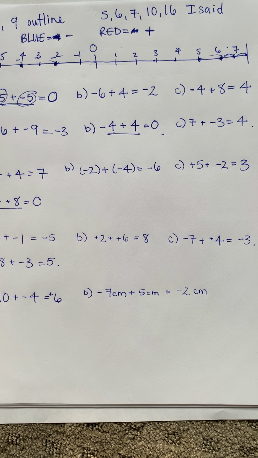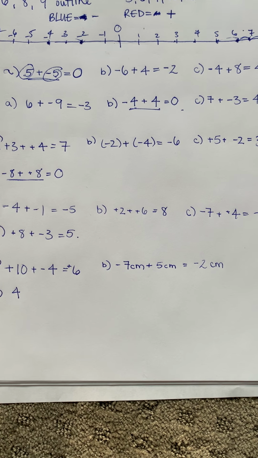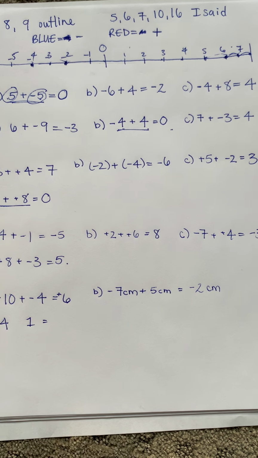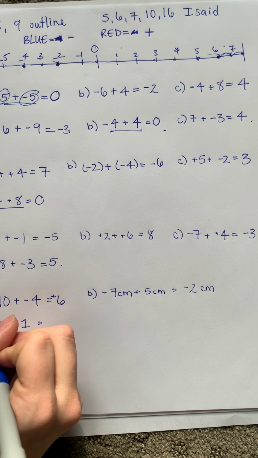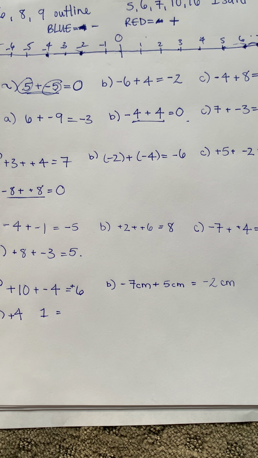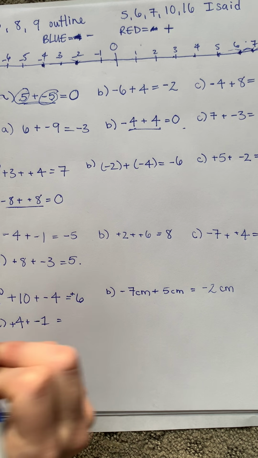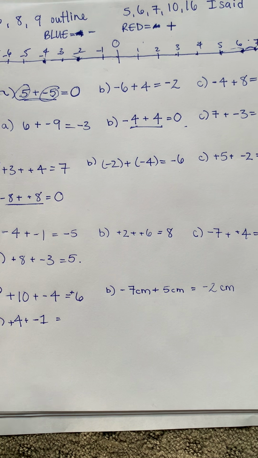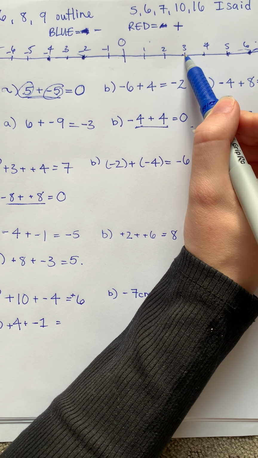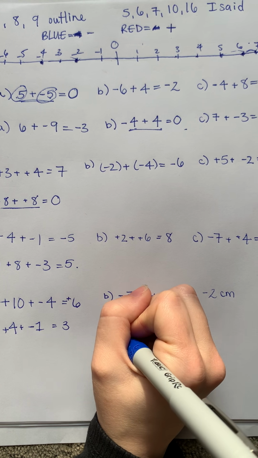C, in one game, the Rockies girls soccer team scored 4 goals and had 1 goal scored against. How many goals did they win by? So they scored 4. That is a positive 4 for sure because they scored those 4. And then I'm going to add a -1 because they had 1 goal scored against. So they scored 4, had 1 goal scored against. That means that they won by 3 goals.